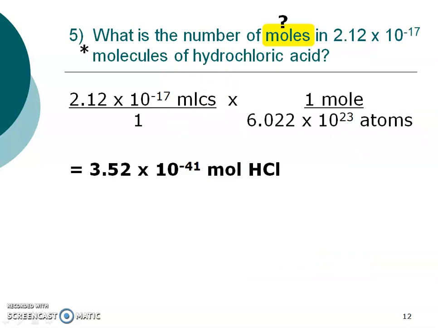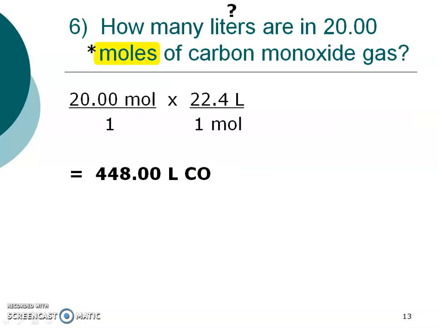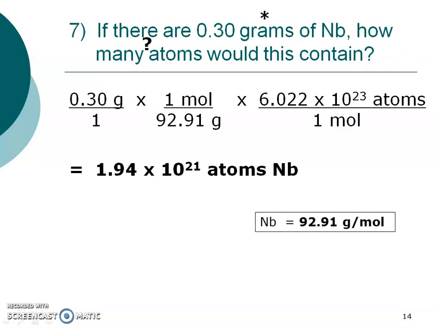Here's your number 5. Here's your number 6. And again, I strongly suggest that if you are not getting something right or still not understanding what you're doing wrong, make a notation of that so you can either talk to me in class or another student. Number 7.